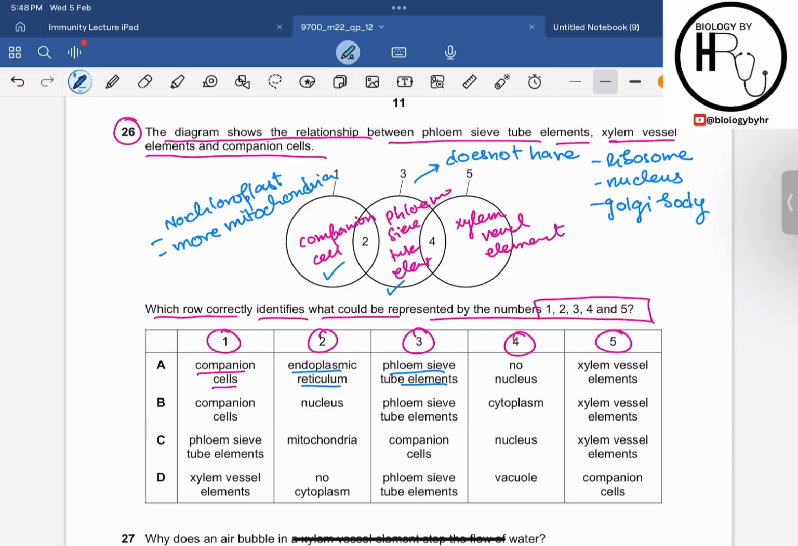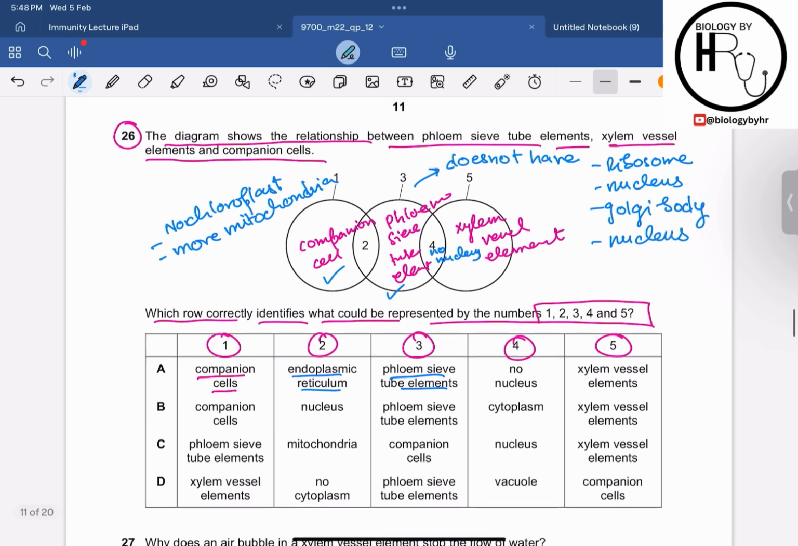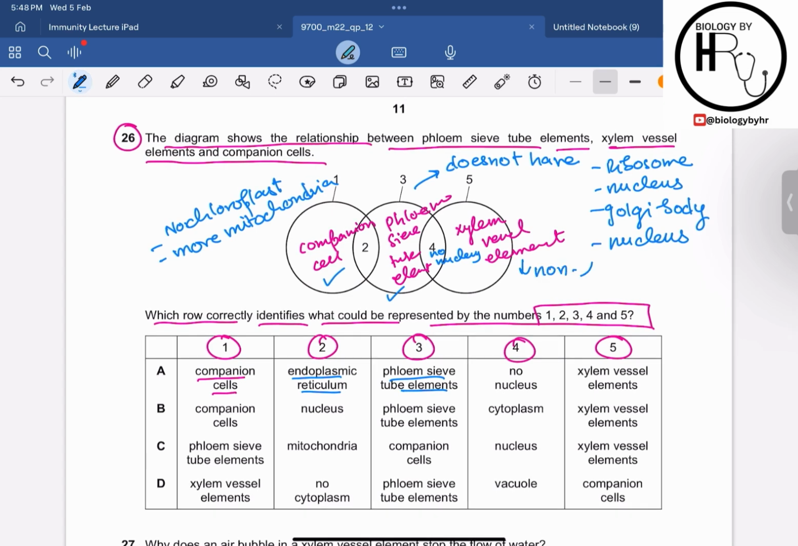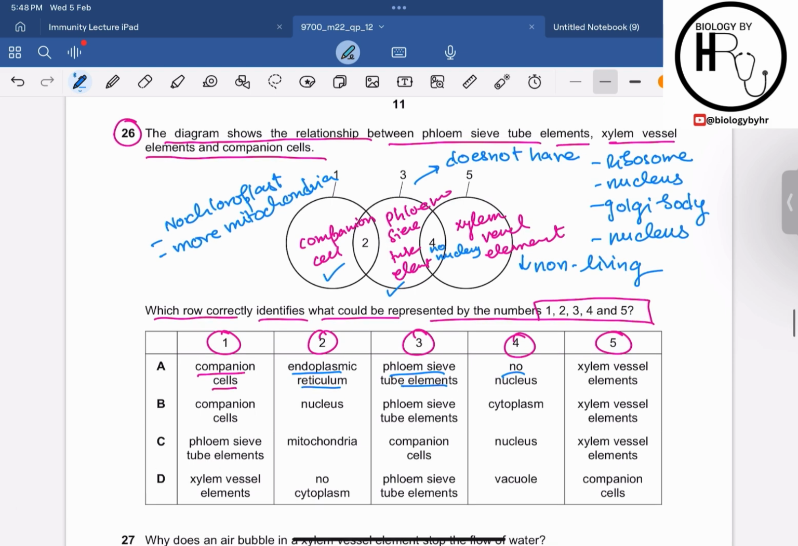Now let's see the fourth, where they are saying no nucleus. We know that the phloem sieve tube does not have any nucleus. Xylem vessel elements are non-living, so obviously they are also not going to have a nucleus. So hence the phloem sieve tube element and the xylem vessel element both do not have a nucleus. So the correct answer to this question is option A. I hope that this MCQ is clear to all of you.